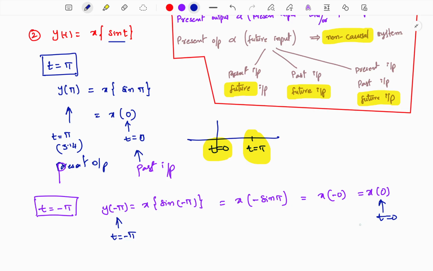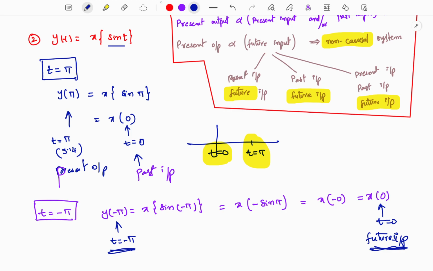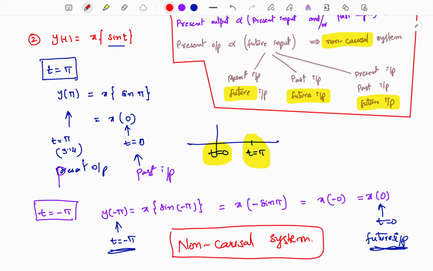This is a future input. The present output depends on the future input. So the system is a non-causal system.